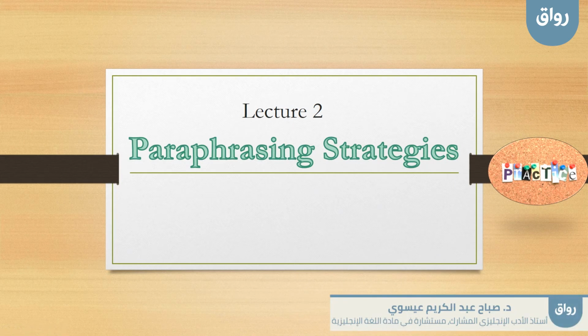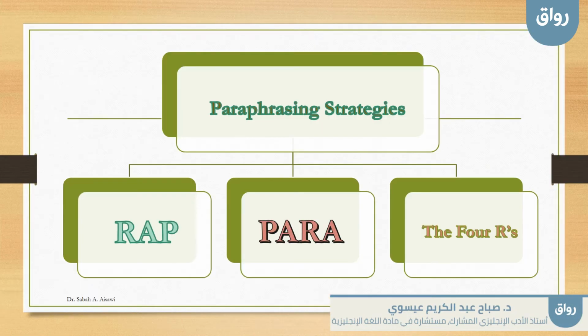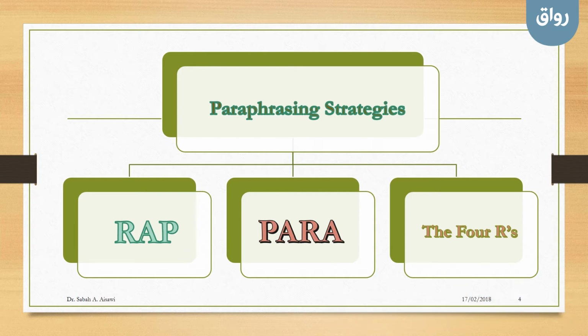Chapter 2 is on paraphrasing strategies. Mainly, the strategies that are often referred to by teachers and instructors are three. I am going to focus on the first one, as I have said earlier. We have the RAP strategy, the para strategy, and the 4 R's strategy. RAP is the one that I am going to focus on. So let's see what it means and how it is done.